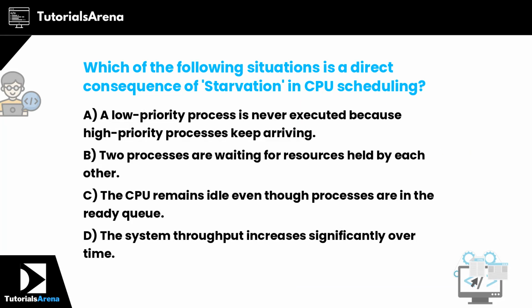Which of the following situations is a direct consequence of starvation in CPU scheduling? The correct answer is option A. A low-priority process is never executed because high-priority processes keep arriving.